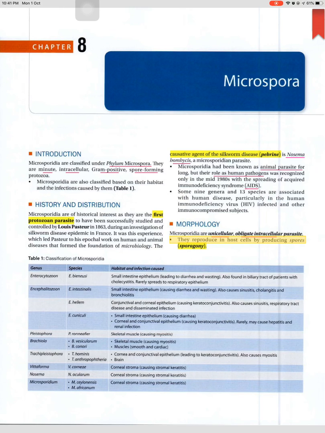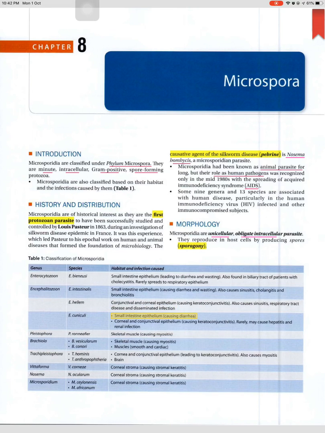They reproduce in host cells by producing spores. Genus Enterocytozoon bieneusi: small intestine epithelium, leading to diarrhea and wasting. Also found in the biliary tract of patients with cholecystitis. Rarely spreads to respiratory epithelium. Encephalitozoon intestinalis: small intestine epithelium, causing diarrhea and wasting. Also causes sinusitis, cholangitis and bronchiolitis. Encephalitozoon hellem: conjunctiva and corneal epithelium, causing keratoconjunctivitis. Also causes sinusitis, respiratory tract disease and disseminated infection.